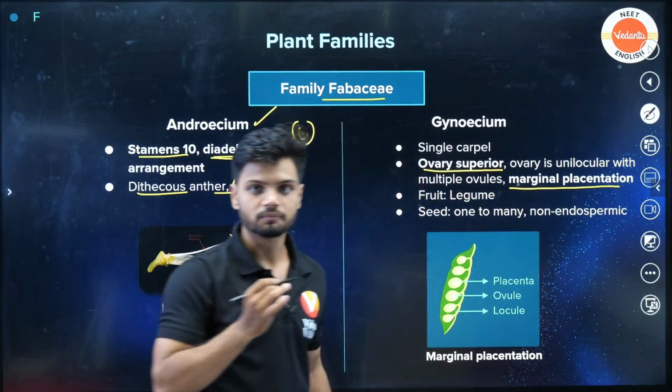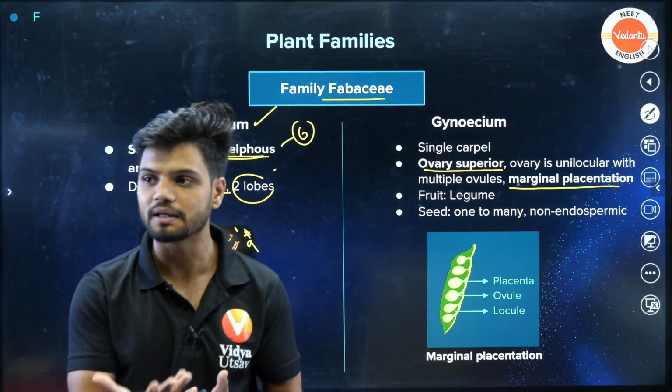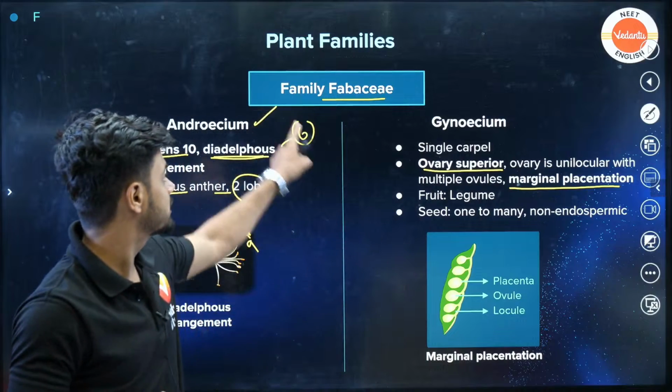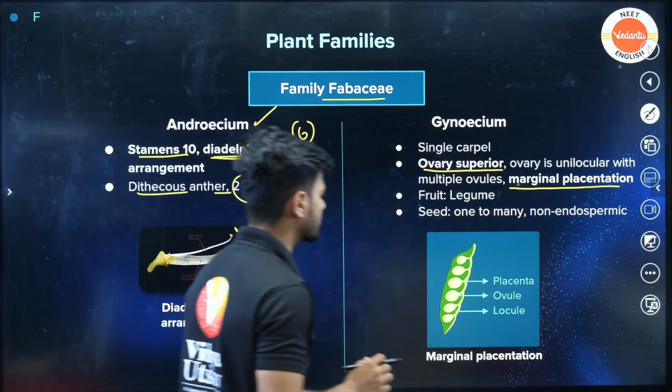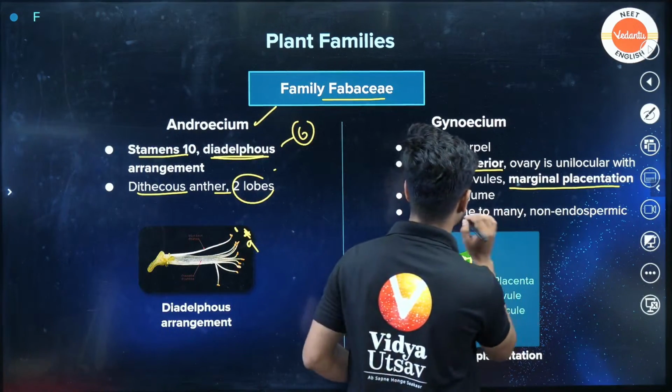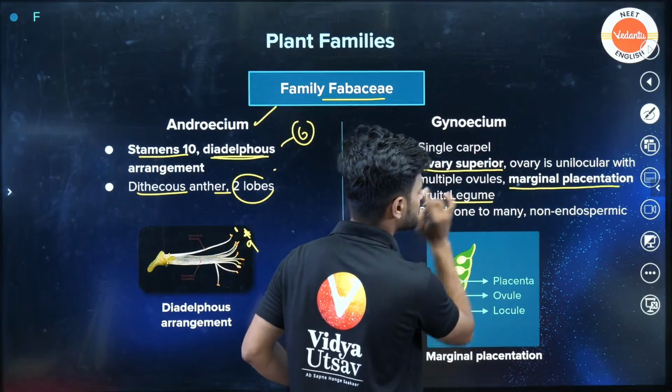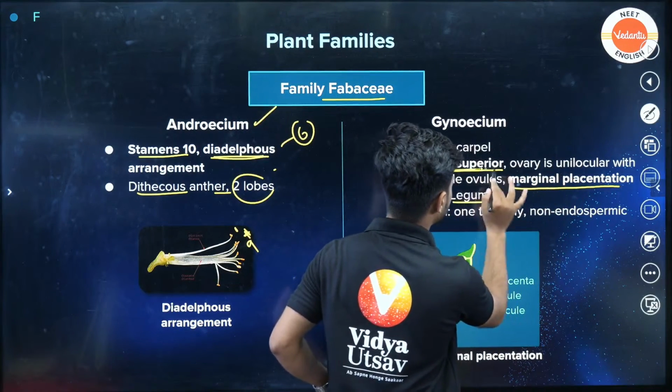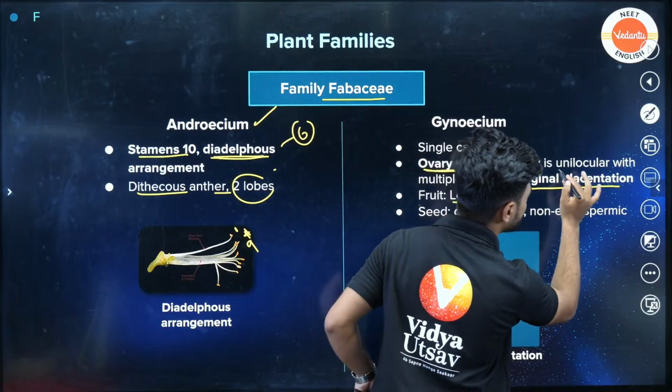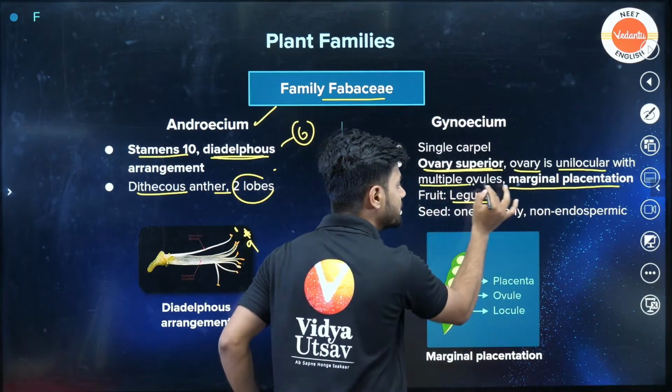They can give you an example. Marginal placentation is seen in which family? All of you should know marginal placentation is seen in the case of your Fabaceae family. Done. Then students, we have your fruit, which is called a legume. Then we also have your superior ovary. Ovary is your unilocular with multiple ovules.